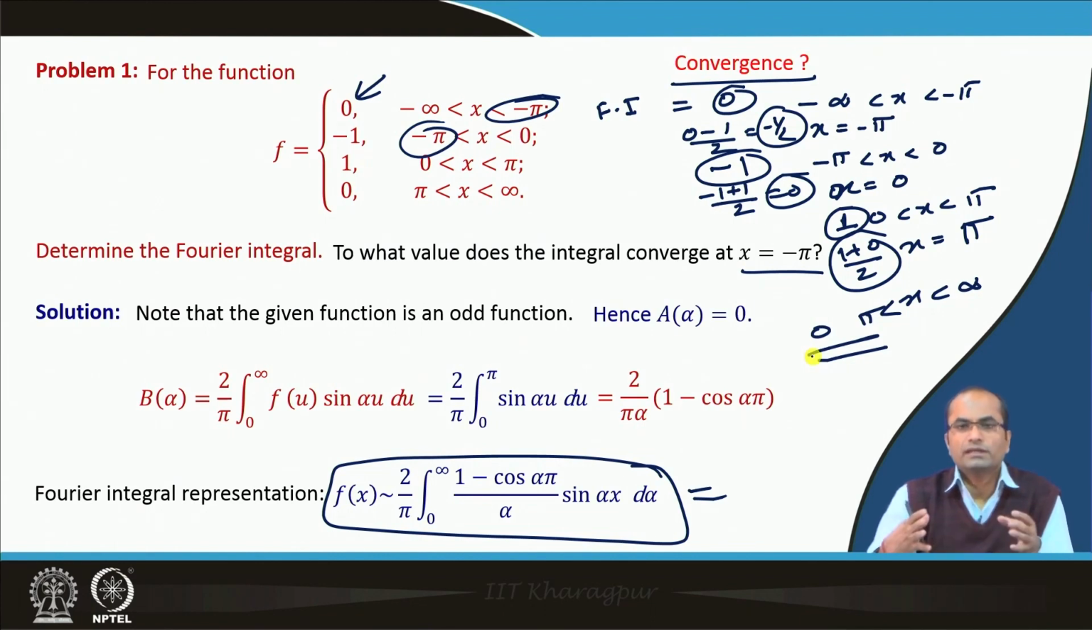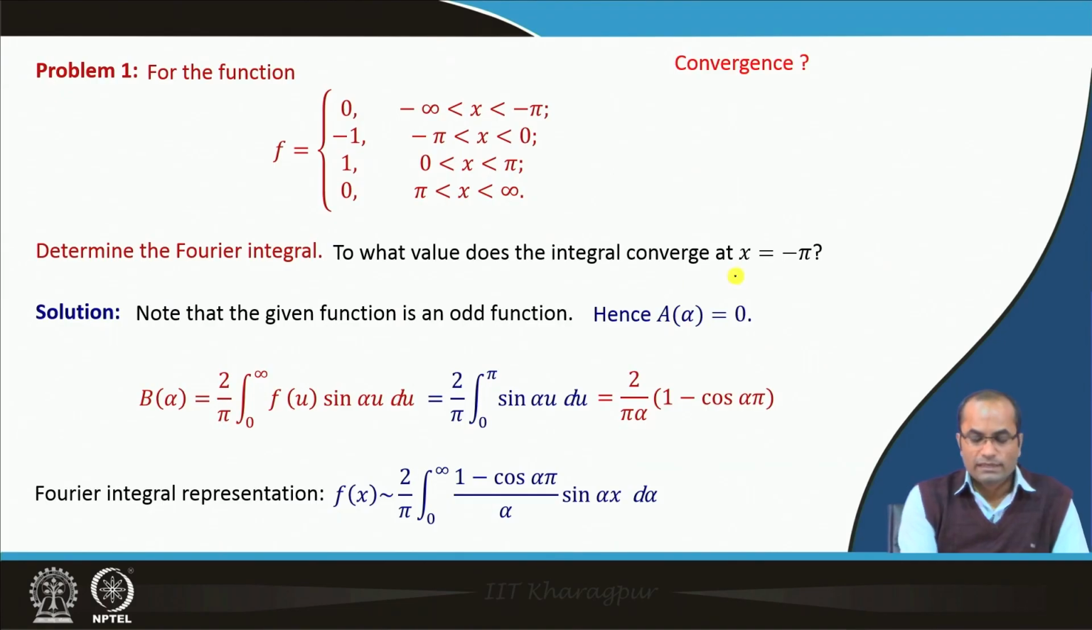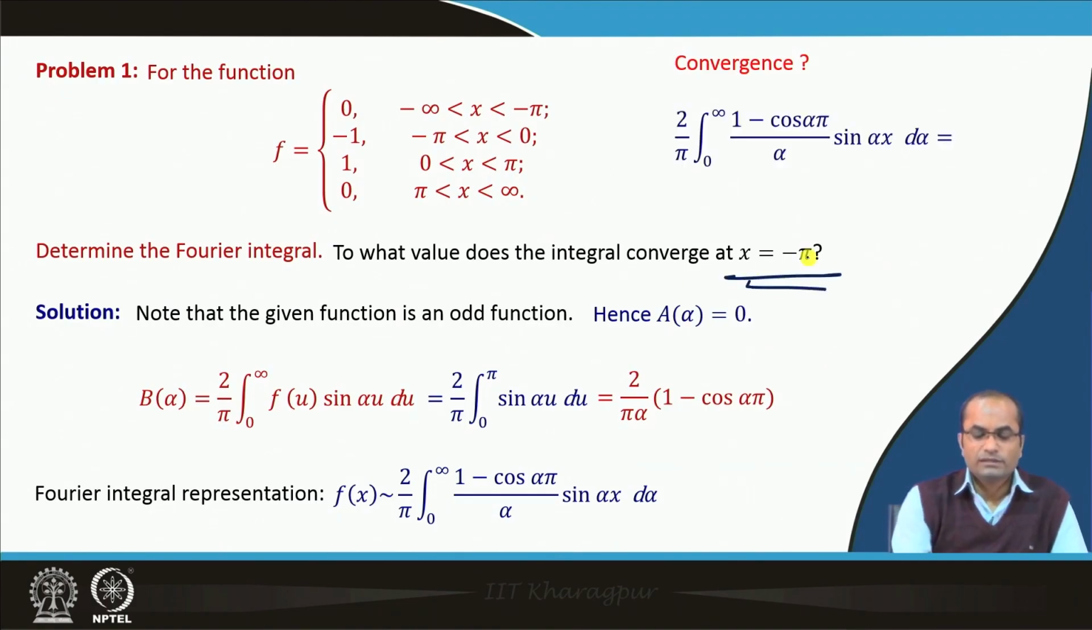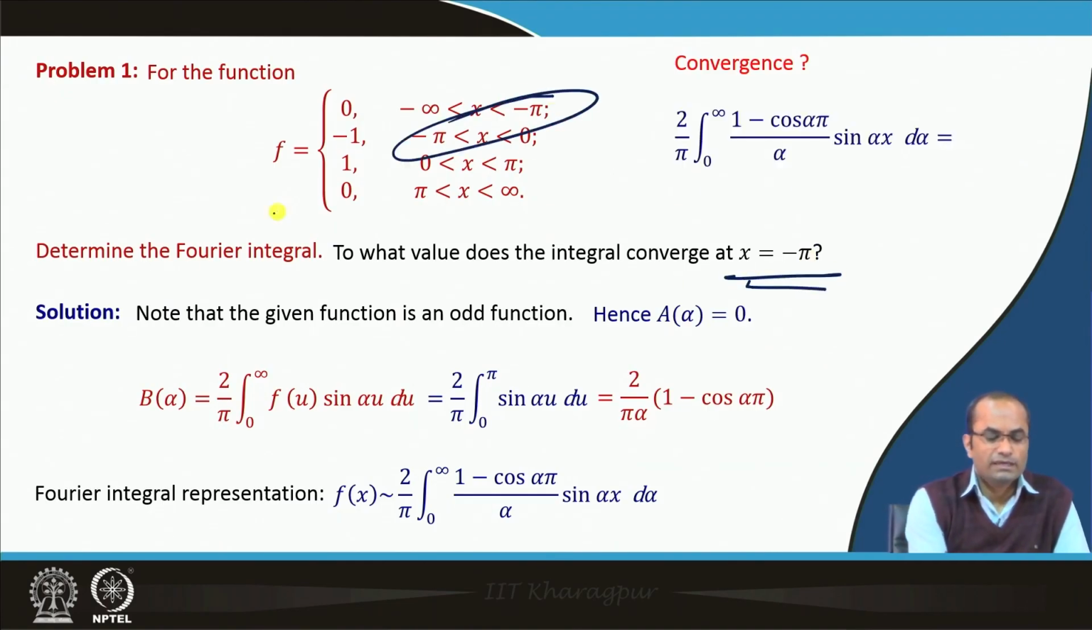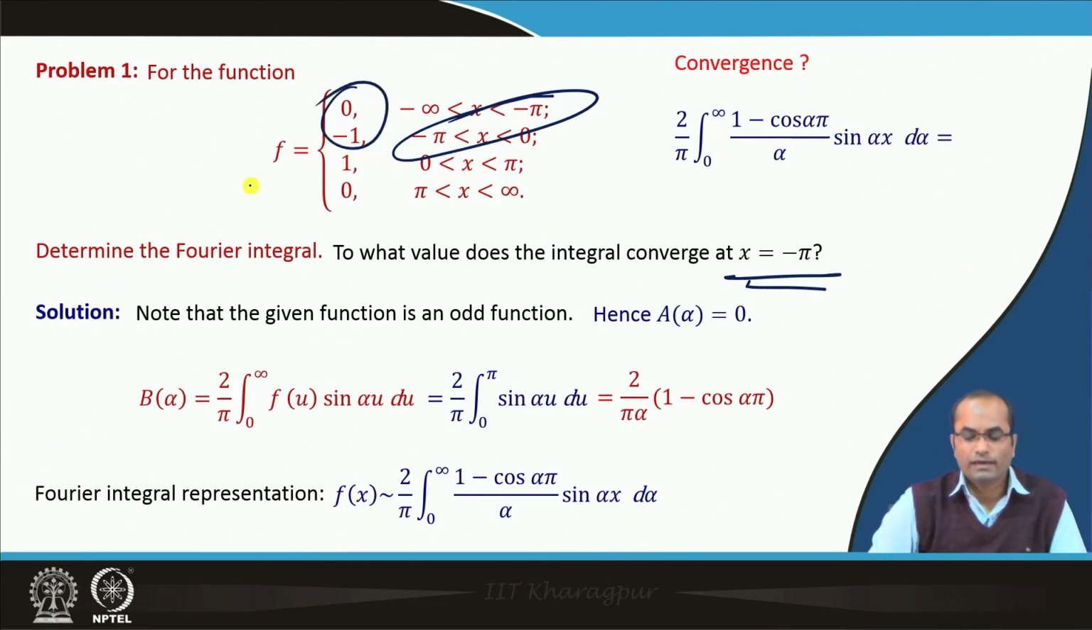Wherever the function is continuous, it will converge to the value itself, and wherever it is discontinuous or the function is not defined, at those points we will take just the average value. So, the question was at x equal to minus pi, which we have already discussed. At x equal to minus pi, it will go to the average value, which is 0 minus 1 by 2, and then we have minus half.